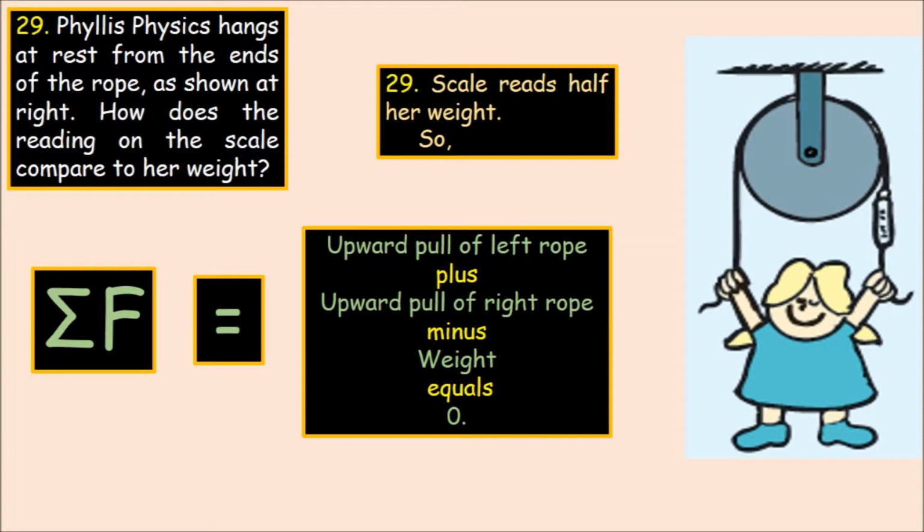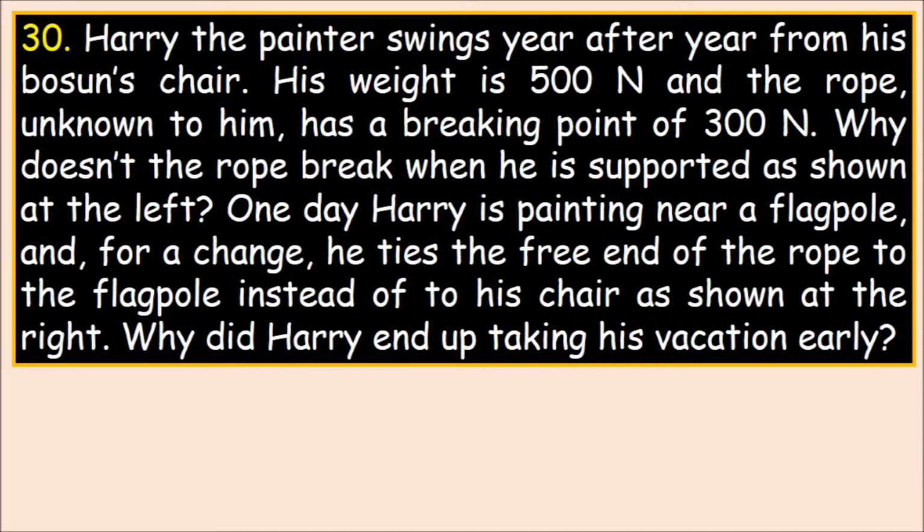So the upward pull of the left rope plus the upward pull of the right rope minus her weight will equal 0. And we will learn how to do a free body diagram when we start to do this. It's going to become very important. A free body diagram.